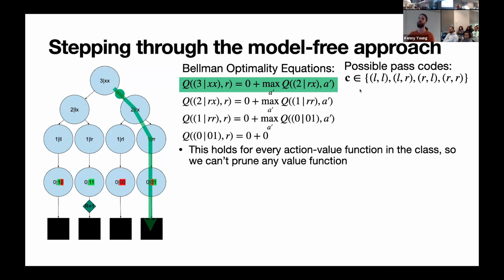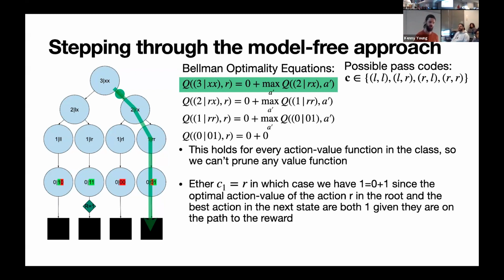This actually follows from the fact that this transition holds for every model in the class, so the Bellman optimality equation must be obeyed by every value function in the class. But we can also show it explicitly. There are two possibilities for the value functions we're considering. Either it's the value function where C1, the first digit of the passcode, was R, in which case this Bellman optimality equation just reduces to 1 equals 0 plus 1. That's because if the action we took was optimal, then it had an action value of 1, because we can reach the reward after taking that action. And naturally the next state we arrive at also has value 1, because some action will still lead to the reward, just because of the tree structure.